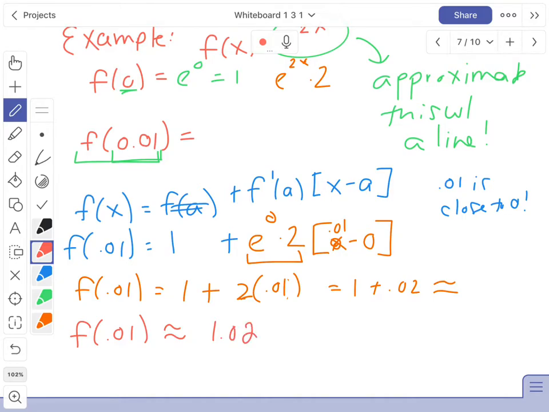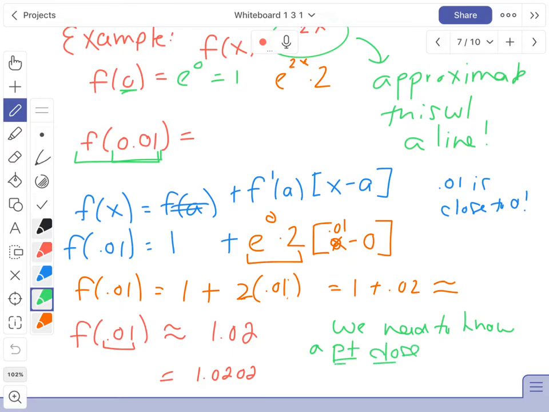Now, if I go to my calculator right now and actually input e to the 0.02 technically, my calculator does tell me it's exactly equal to 1.0202. So summarizing, we need to know a point that's close to the x value that we're looking at.